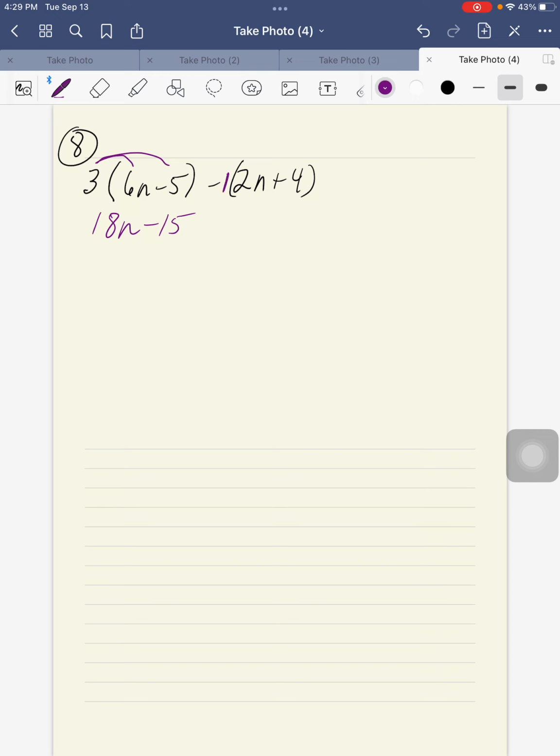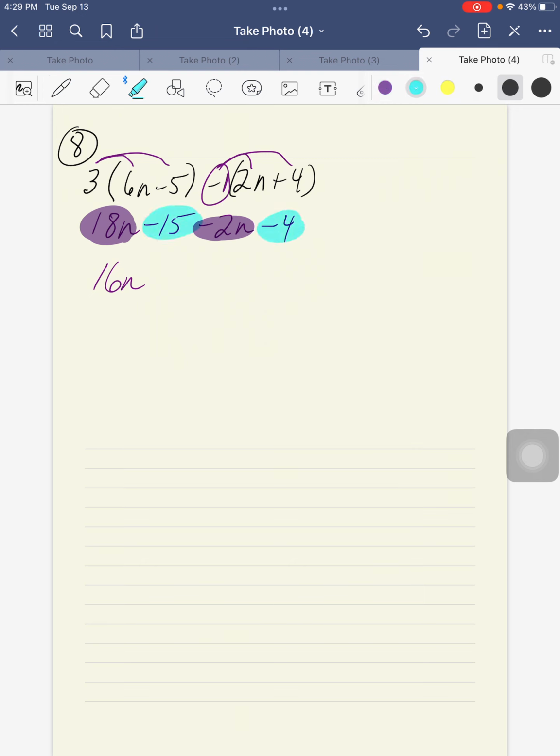We have a negative here. Let's treat that as a negative 1. Take the negative 1 and distribute it in, negative 2n. Negative 1 times 4 is negative 4. Let's see if we have any like terms. We have 18n minus 2n is 16n. We also have negative 15 minus 4 is negative 19. There's our final answer.